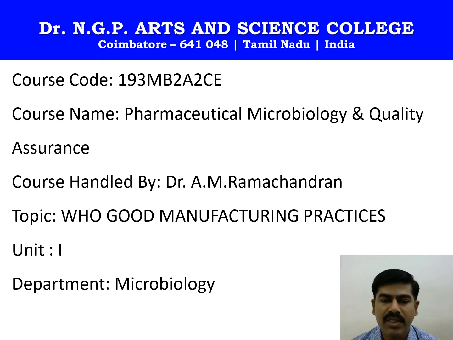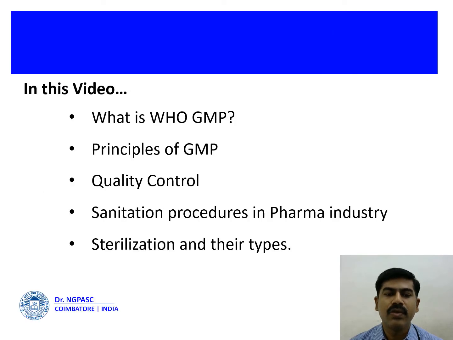Today we are going to discuss pharmaceutical microbiology and the quality subject. The topic is WHO Good Manufacturing Practices. It covers Unit 1 in pharmaceutical microbiology and quality assurance. So in this video, we are going to see about WHO GMP. What is WHO GMP? Then principles of GMP, quality control, sanitation procedures in the pharma industry, and sterilization procedures and their types followed in the pharmaceutical industry.